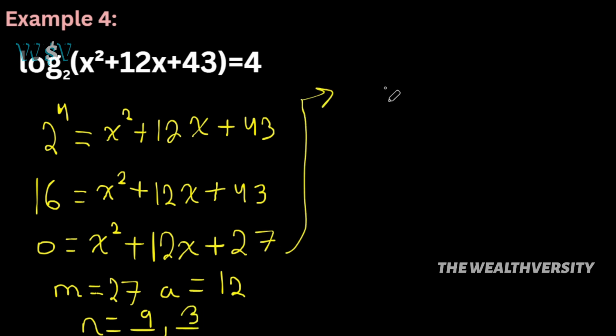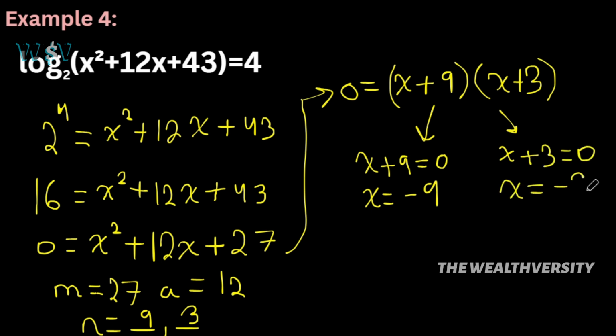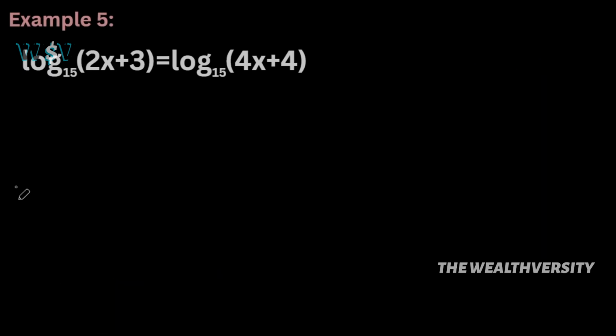So now we have x plus 9 times x plus 3. We make x plus 9 equal to 0 and solve for x. We get negative 9. Then we make x plus 3 equal to 0 and get x is equal to negative 3. So our answers are x is equal to negative 9 and x is equal to negative 3. Let's look at example 5.